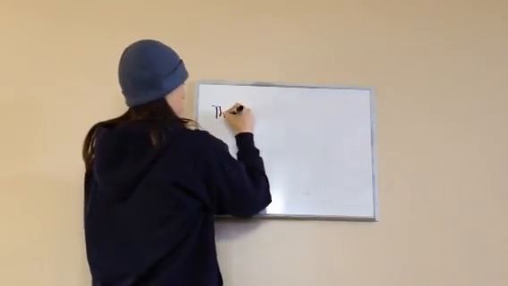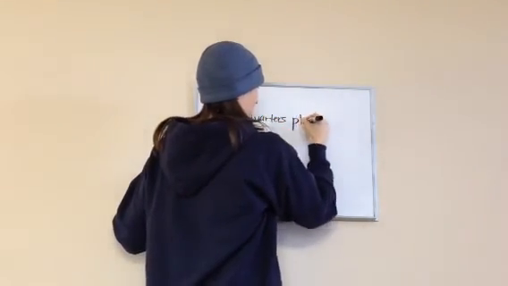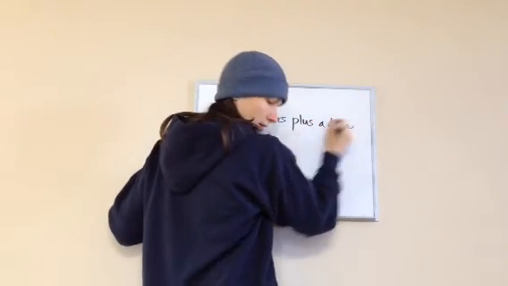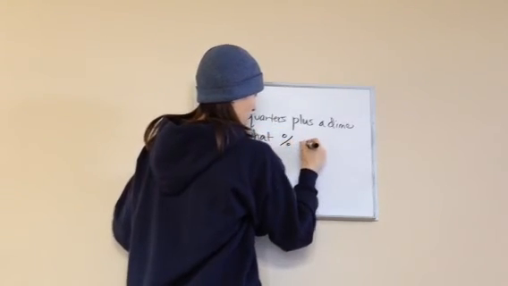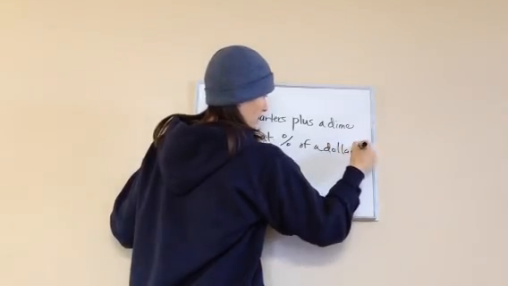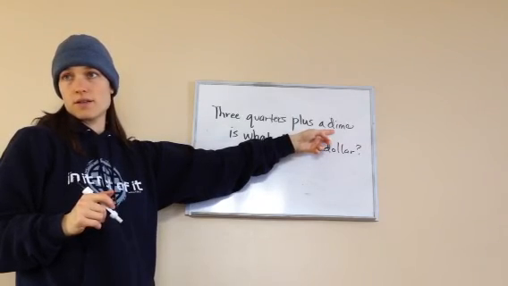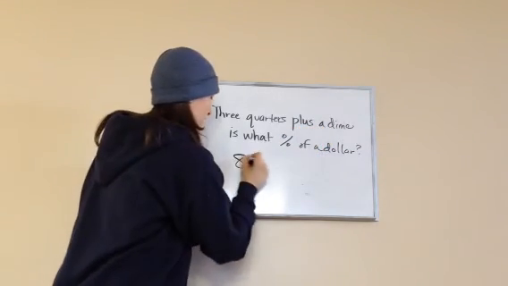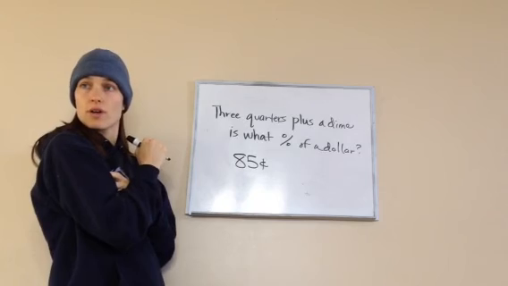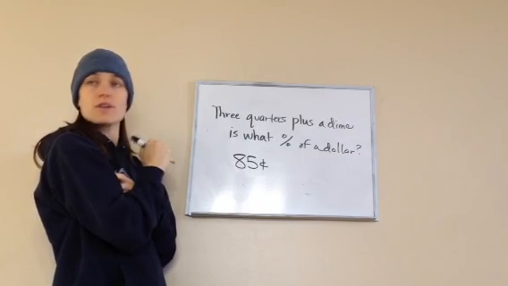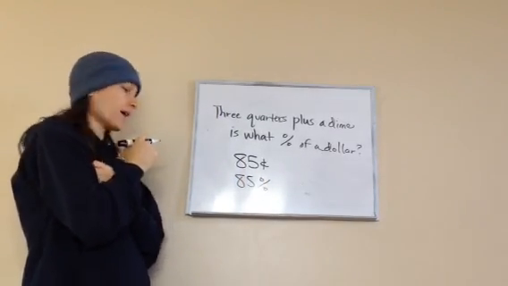Okay, and last question. I'm going to write this problem up here so you can really think about it. 3/4 plus a dime. Be thinking about what that means in your head. 3/4 plus a dime is what percent of a dollar? 3/4 plus a dime is what? 85 cents. And so 3/4 plus a dime is what percent of a dollar? 85%. Very good. 85% of a dollar. Got it? All right, that's lesson 30.